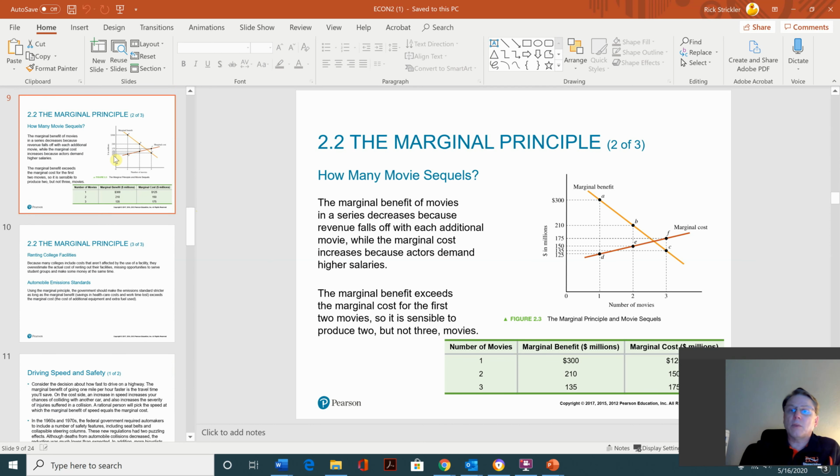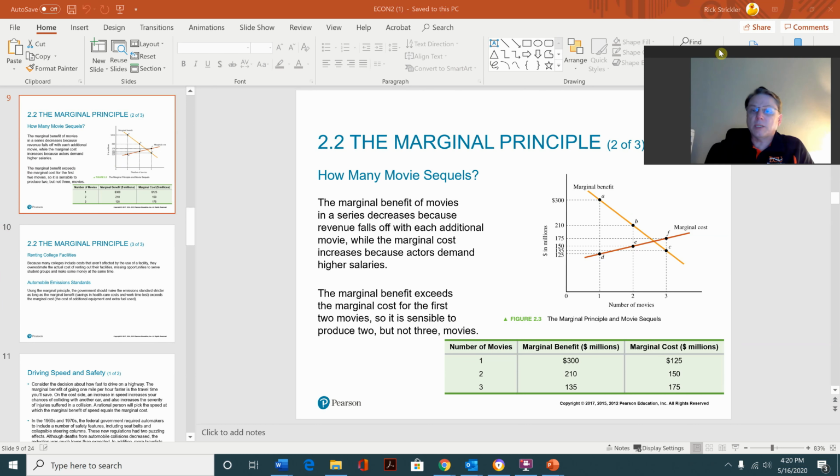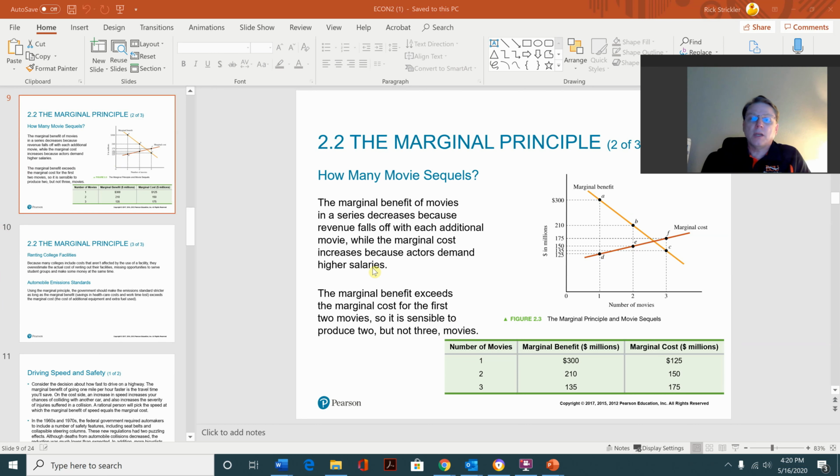Okay, so the marginal principle: how many movie sequels? The marginal benefit of a movie sequel in a series decreases because revenue falls off with each additional movie. That's not always the case. They're just saying in general terms. In some movies it actually increases, so we just have to take it as an average. So here's the number of movies: one, two, three.